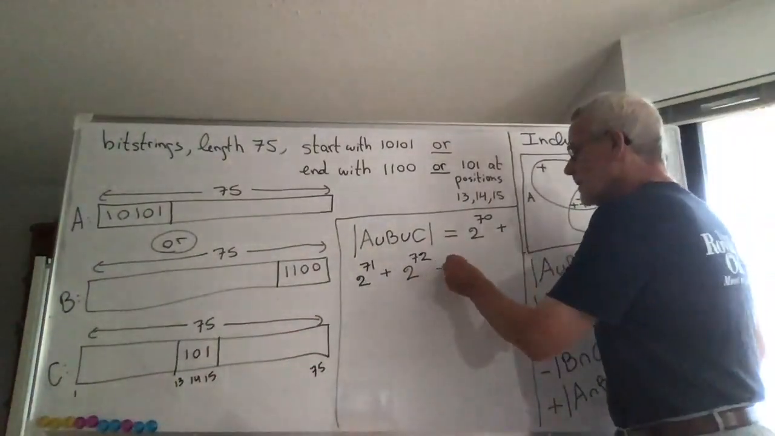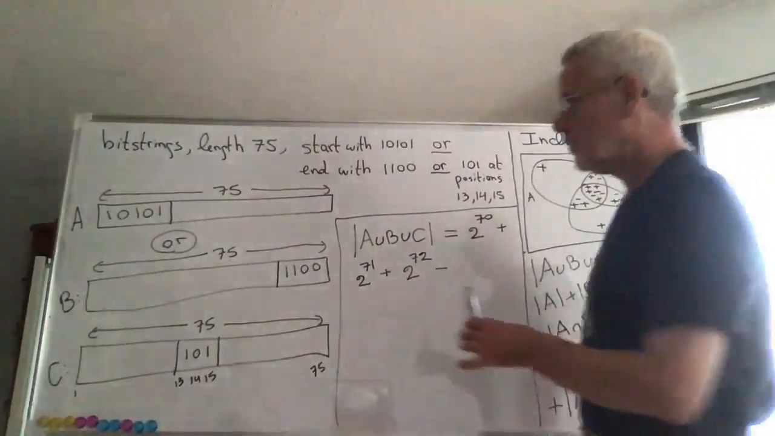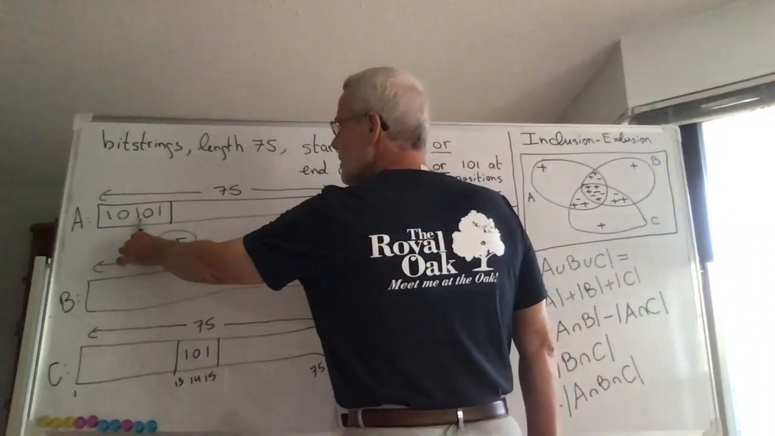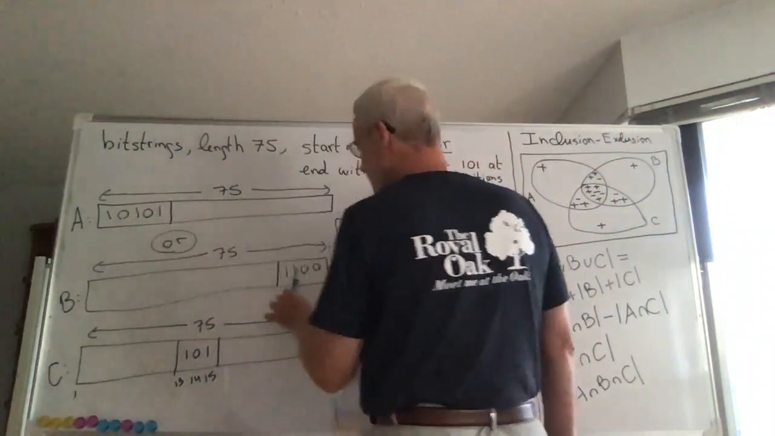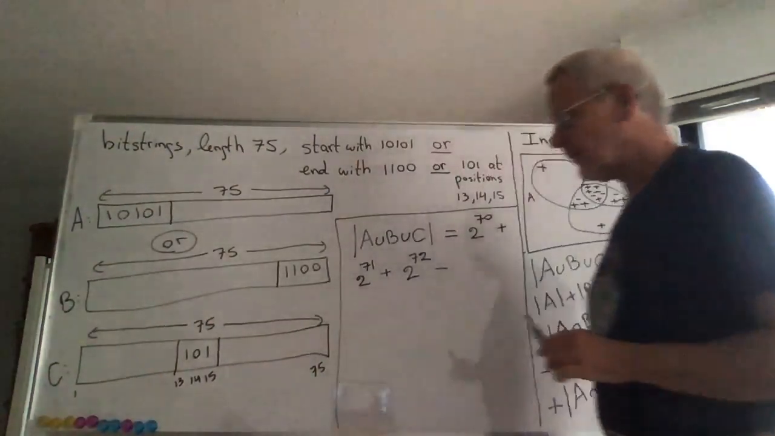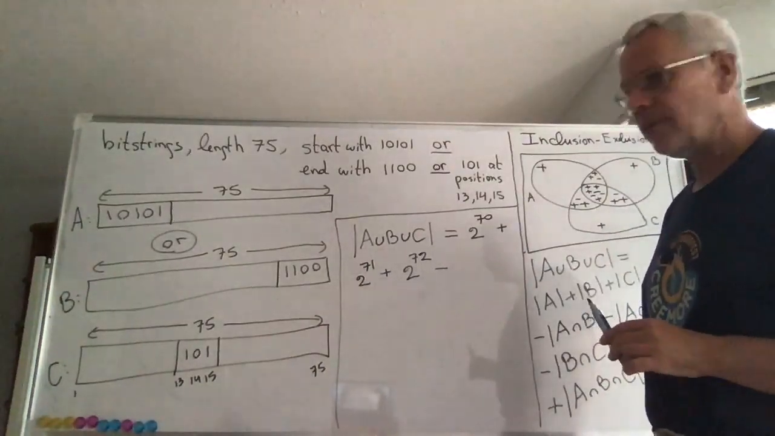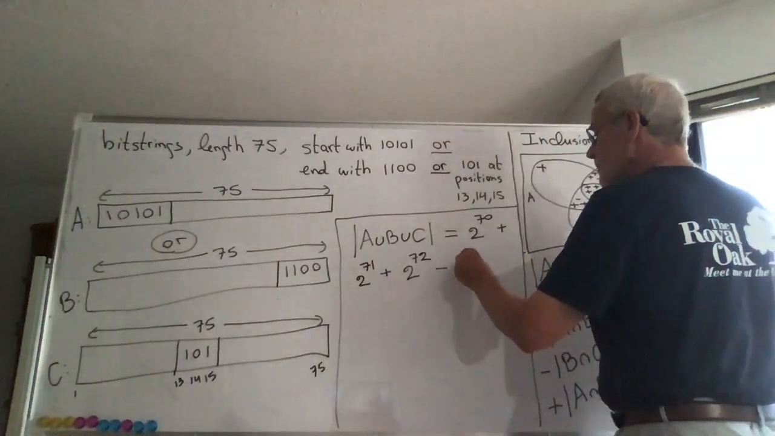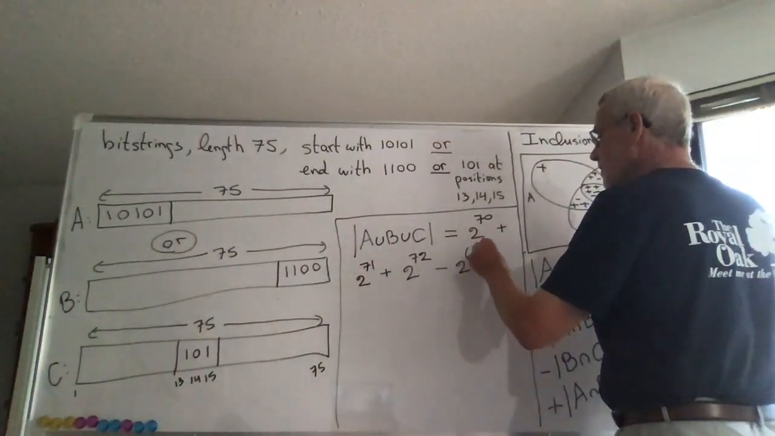So what is the size of A intersected B? You are in A and in B, so the first 5 bits are fixed, the last 4 bits are fixed, so overall 9 bits are fixed. We have to choose 66. So that is 2 to the 66.